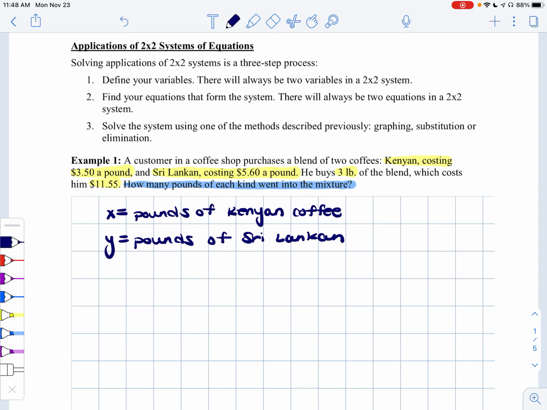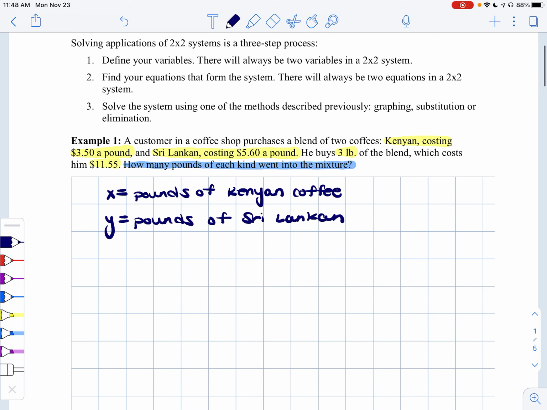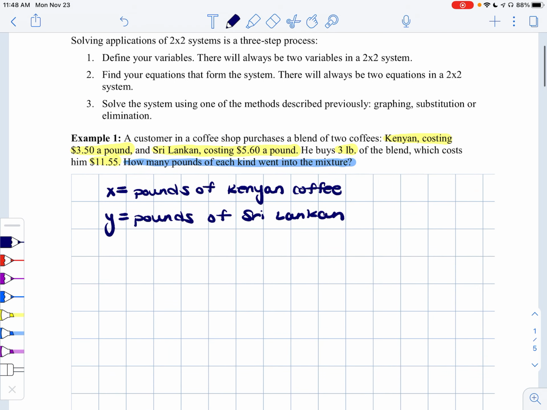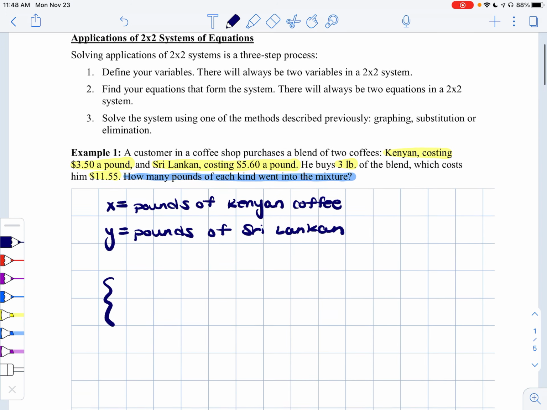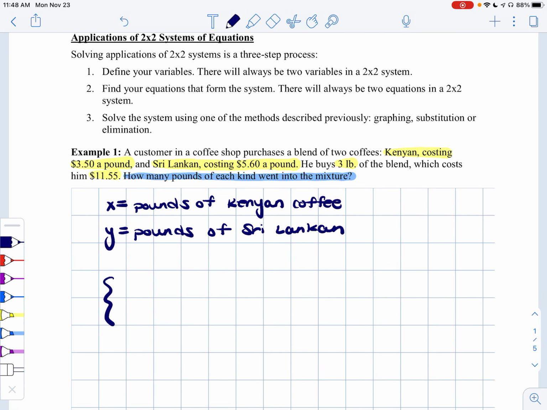Once we know what our x and y are representing, the next thing we need to do is actually build our system. We know we need two equations to go along with our two variables. There's basically two things that they're talking about: the total number of pounds of coffee that he's purchasing, and the total amount of money that he paid. So one of our equations is going to be dealing with the pounds, and the other equation is going to be dealing with the total cost.